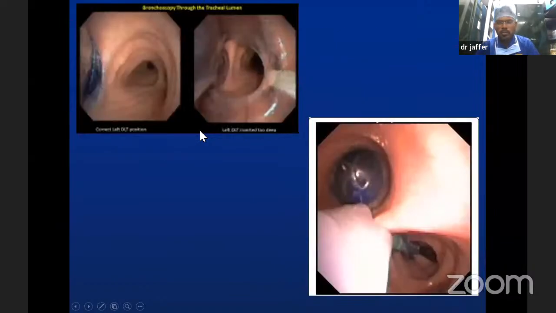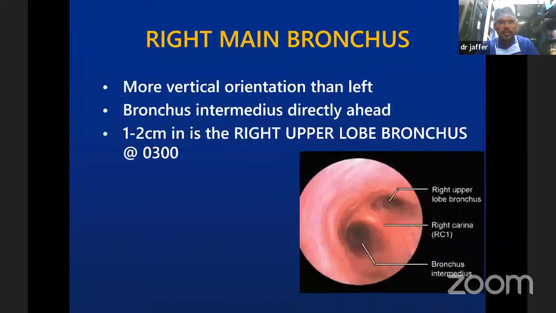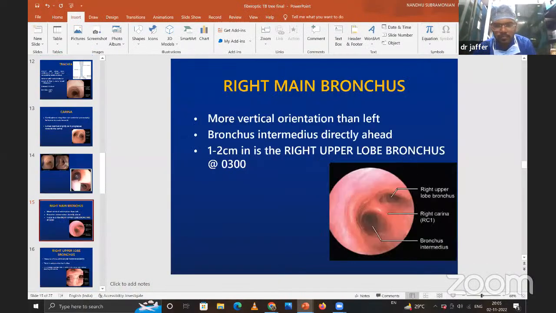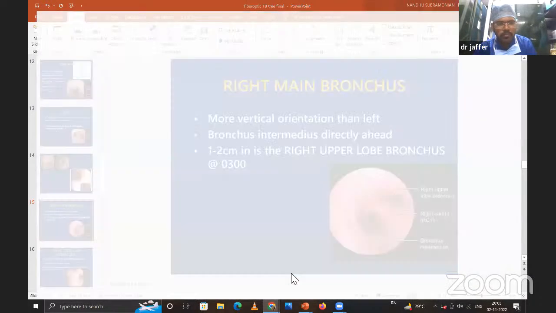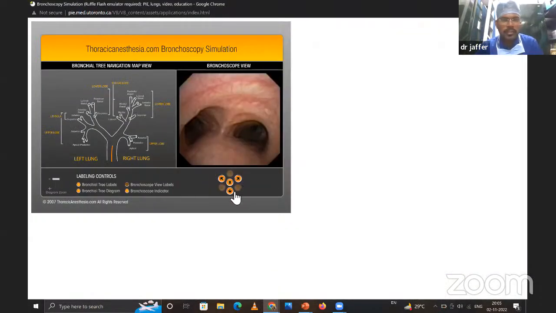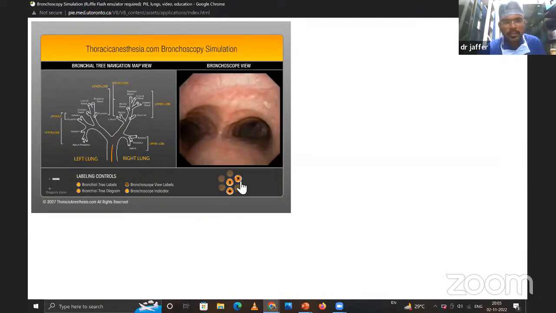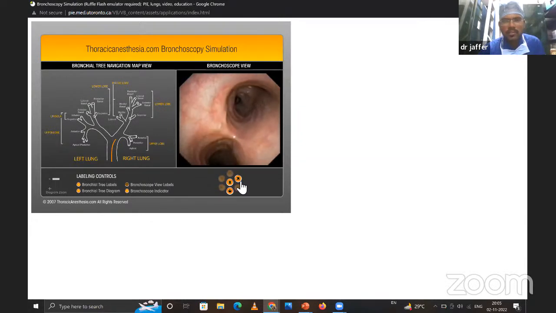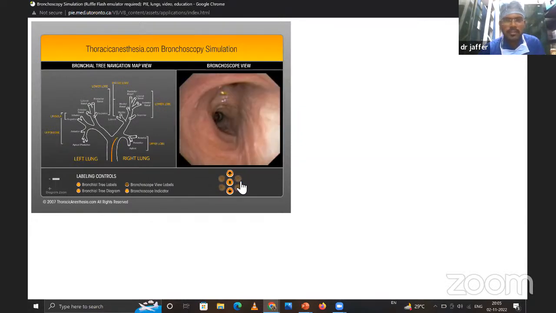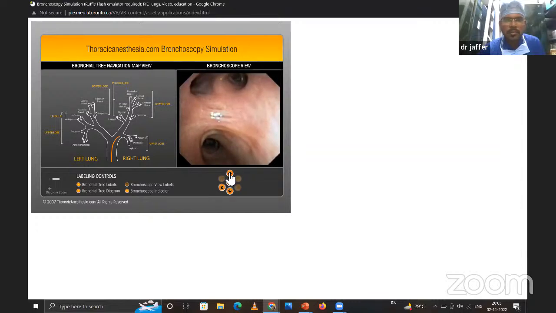Now, fibroscopically, we are going to see the right main stem bronchus. I hope you can see this simulator. Now we are exactly at the carina. Now I'm going into the right main stem bronchus. So this is the right main stem bronchus, and in the 3 o'clock direction, I will get the right upper lobe.